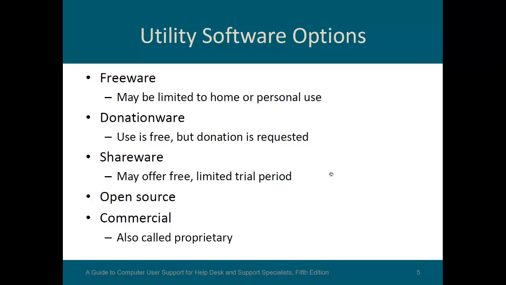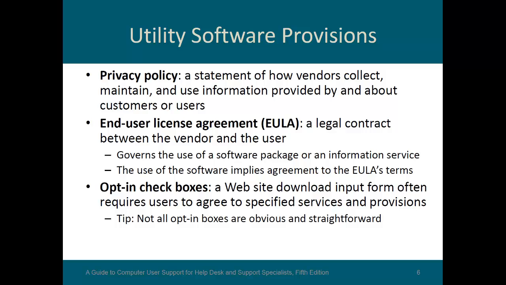There are several different types of utilities. There's freeware, which may be limited to home or personal use. Donationware use is free, but donation is requested. Shareware may offer free, but a limited trial period. Open source, which is basically free with the exception that you cannot resell it. And it does allow you to get into the source code as well, so you can make modifications. And then, of course, commercial, which is the one that costs money.